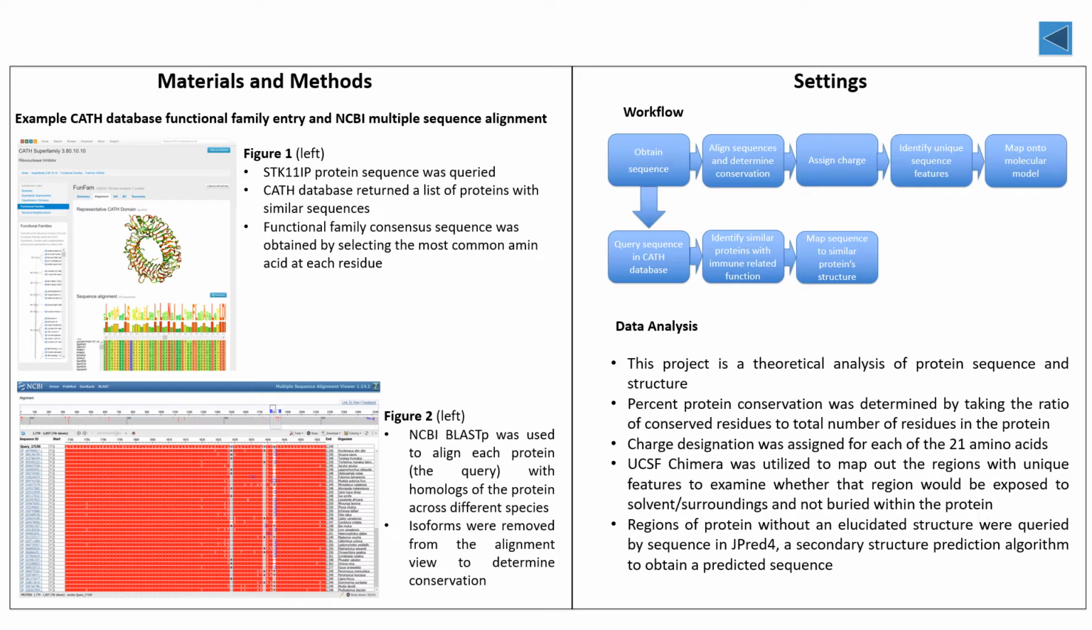And for STK11IP, there's not an elucidated structure, so we queried its sequence into the CATH database, and it returned a bunch of proteins with similar sequences or sequence motifs. Then we went through and selected a couple that had to do with viral immune response. One of them was the toll-like receptor 7 protein, and we'll talk about that later. We also used JPred4 as a secondary structure prediction algorithm to identify secondary structure for areas that don't have elucidated structures.